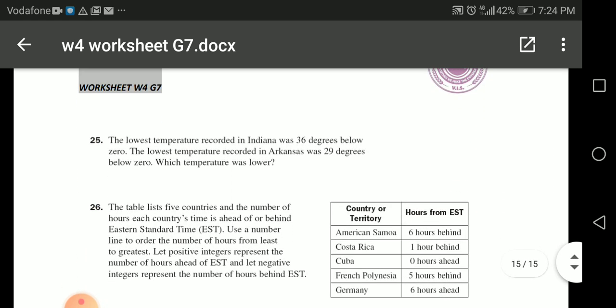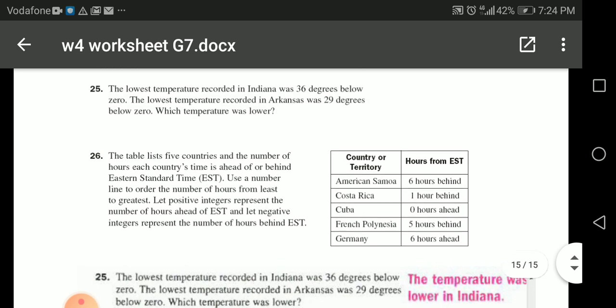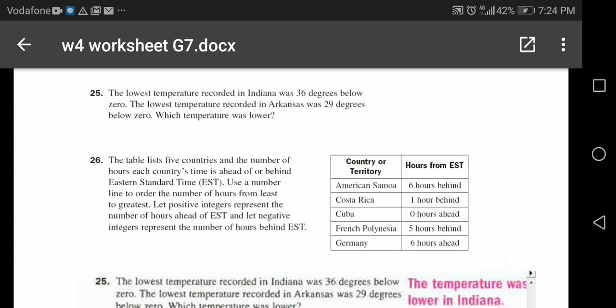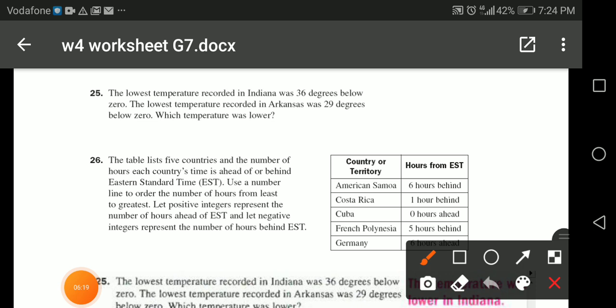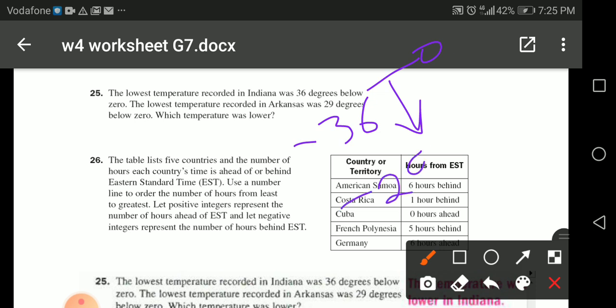Okay, guys, what else do we have here? The word problems, which are very important, guys. If he says that in the problem, the lowest temperature recorded in Indiana was 36 degrees below 0. 36 degrees below what? Below 0. So it will be with the negative sign. The lowest temperature recorded in Arkansas was 29 degrees below 0, so -29.